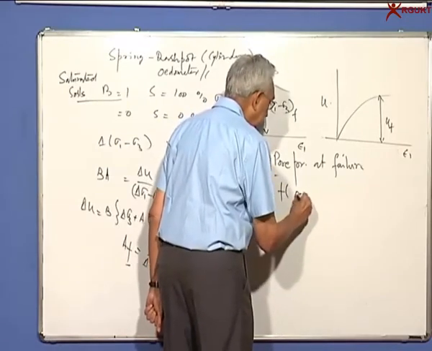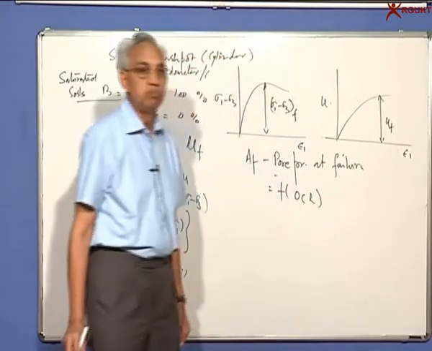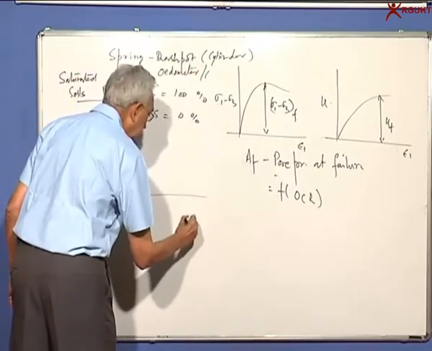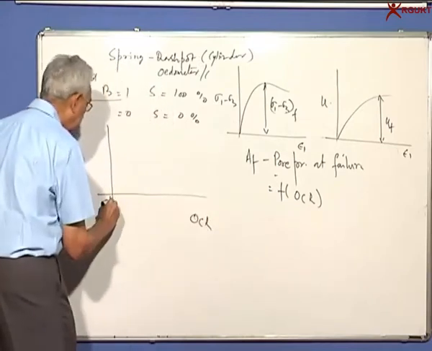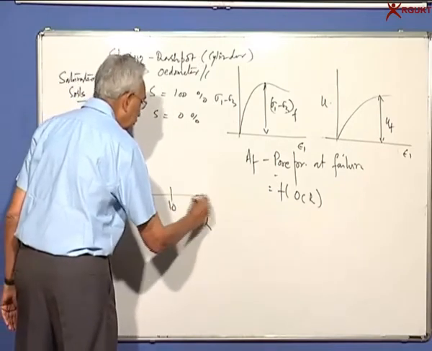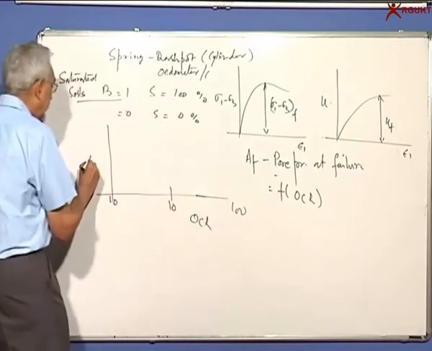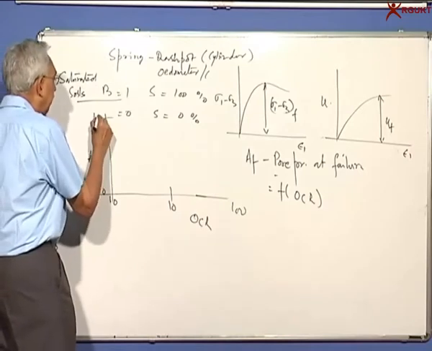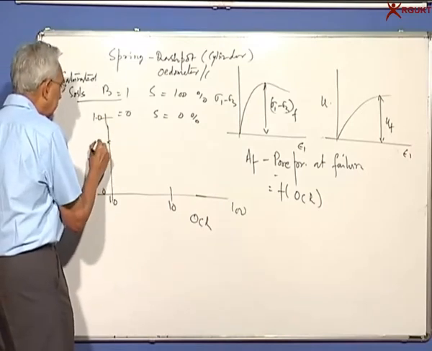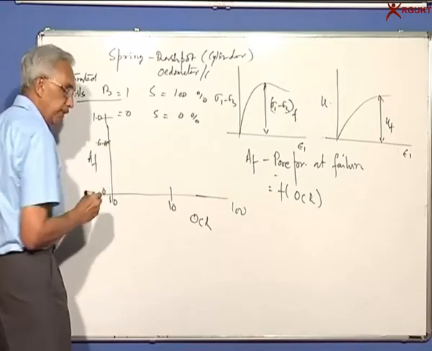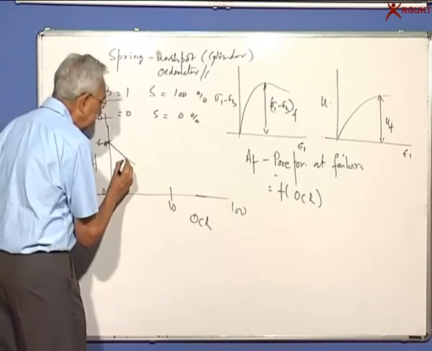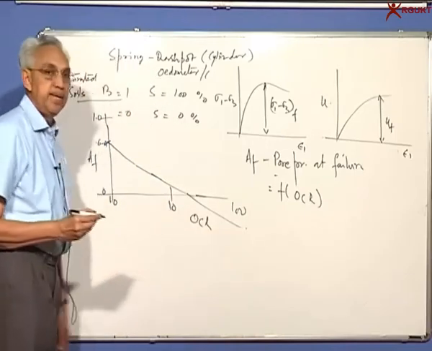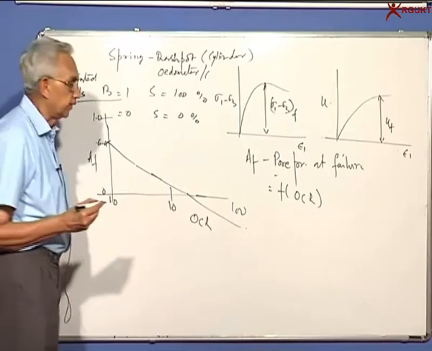It's a function of OCR, the most important parameter. And what you find is, if I'm plotting OCR, starting from 1, maybe 10, 100 here, and I'm plotting AF, say 0 to maybe somewhere around 1, it starts somewhere around 0.6 to 0.65 for a normally consolidated soil, and then it keeps decreasing, and you'll be surprised that A can be negative for an over-consolidated soil.